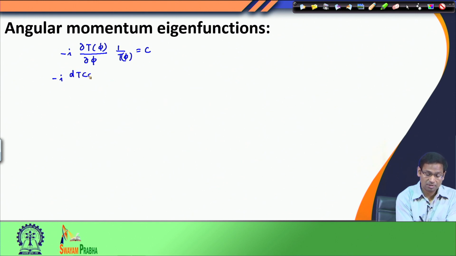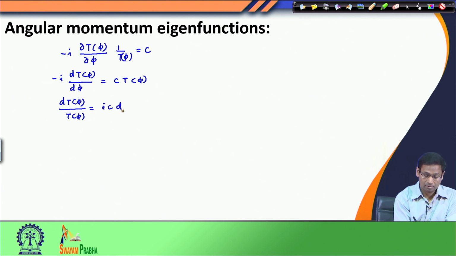So, I have d T by T(phi), or I can take this minus i to the right hand side and bring this T of phi to the left hand side. Now I would integrate both the right hand side and left hand side.